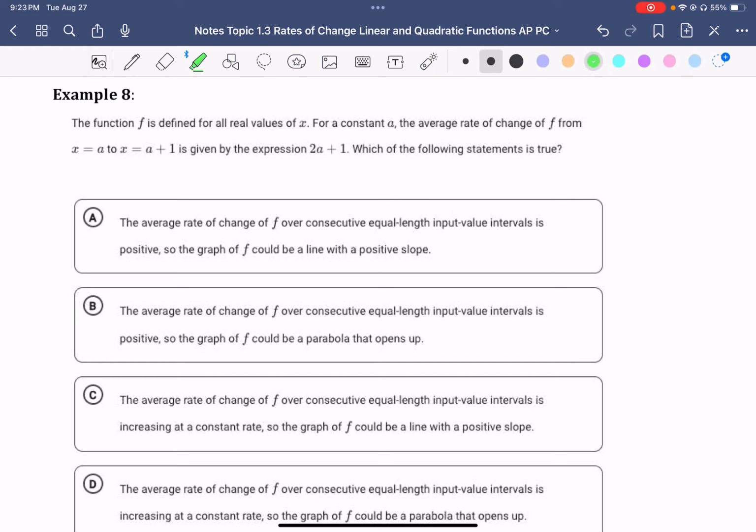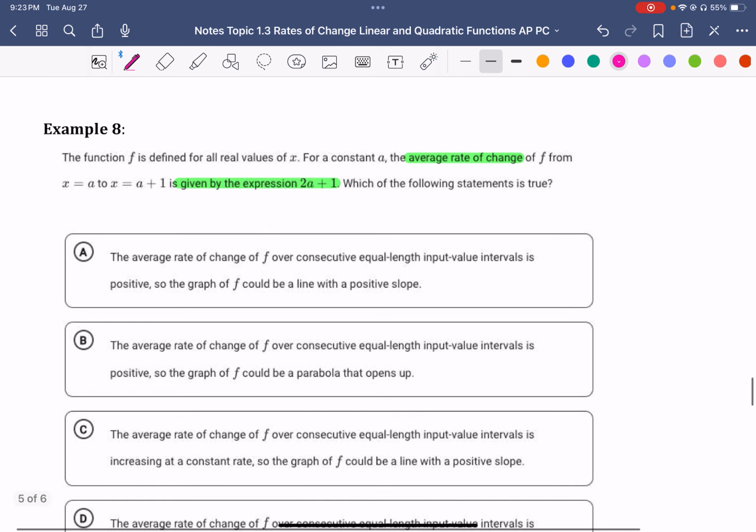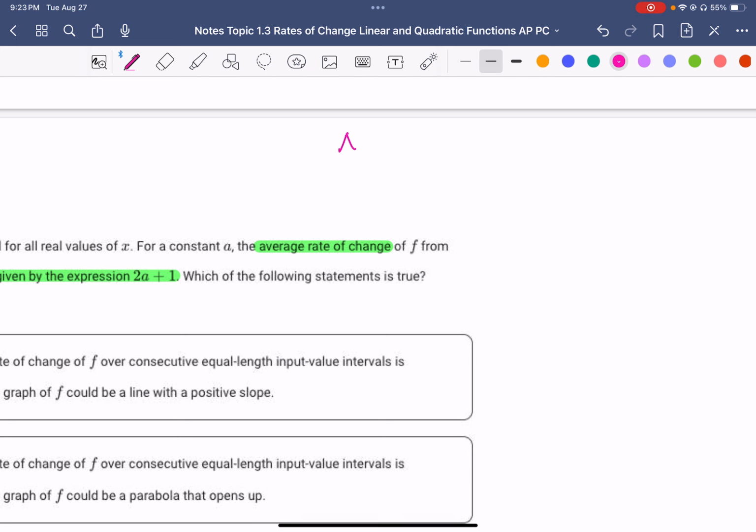Okay, so let's see what I have. They told me that the average rate of change is given by the expression 2a plus 1. That kind of looks a lot like what we just did, doesn't it? 2a plus 1 is a linear function. There are no exponents, no absolute value, no square roots, nothing that would make it any other type of function except linear. So they did tell me that the average rate of change is linear. What type of function has an average rate of change that is linear? A quadratic function. We talked about this earlier as well.